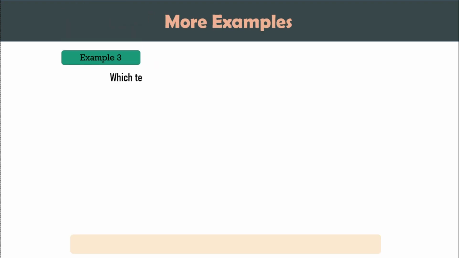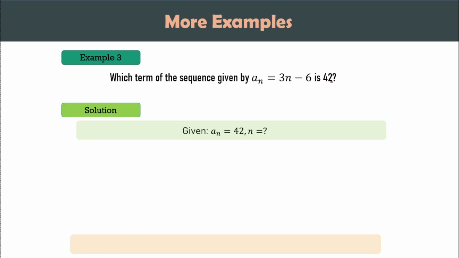Let's have more examples. Example number 3. Which term of the sequence given by a sub n equals 3n minus 6 is 42? Solution. Given that a sub n is 42. As I've said before, in the expression a sub n, this is the term, and the n here is called the term number. So meaning to say, a sub n niya is 42. Tapos, hahanapin natin kung ano ang value ng n.